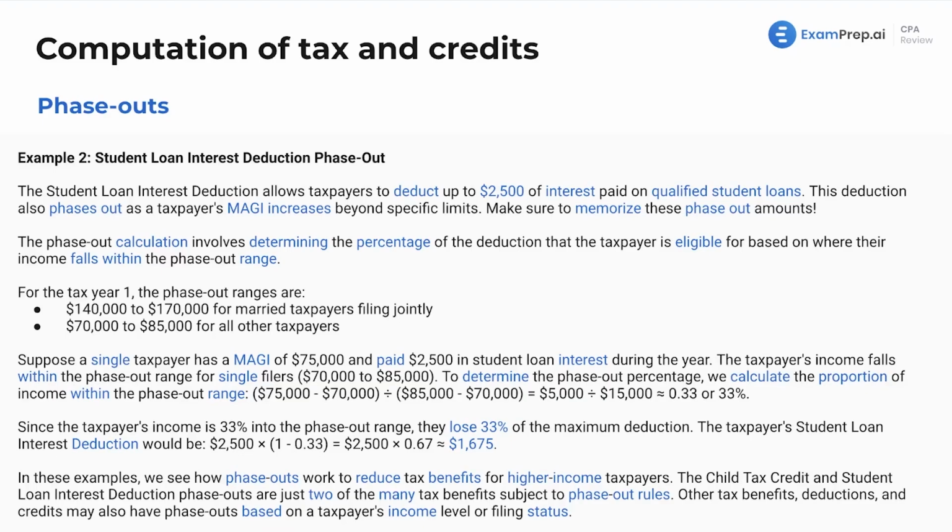All right, this is the student loan interest deduction phase out. So you can deduct some student loan interest, but if you make too much money, sometimes you can't do it. As promised, we see that sometimes there are phase outs like we saw prior, right?